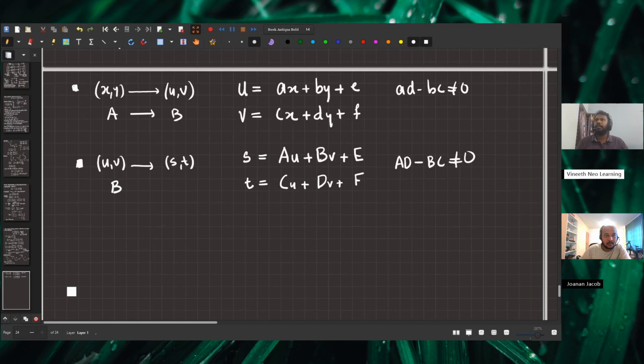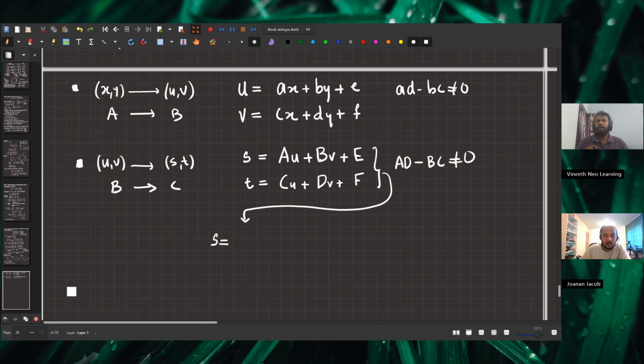This is a transformation from B to C. So we have to find the transformation from A to C. For that, let's substitute the values of u and v in this equation, from this equation to here.